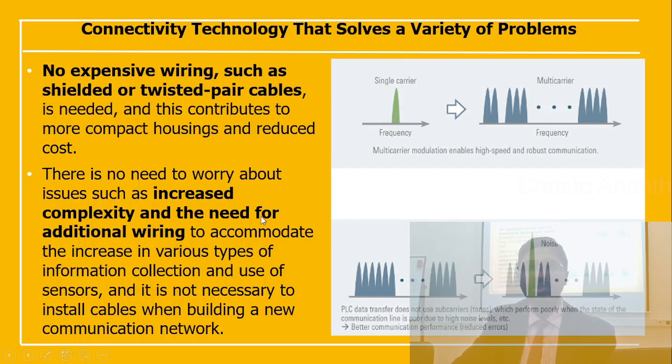Okay, so there is no need to worry about increased complexity. For example, the system is becoming more and more complex, so what will happen to the power line communication? That is the advantage that we will enjoy with the power line communication. And of course there is no need for additional wiring also. So that will go for increased reliable information collection, and of course use of sensors. That is the advantage that you will enjoy with the power line communication.